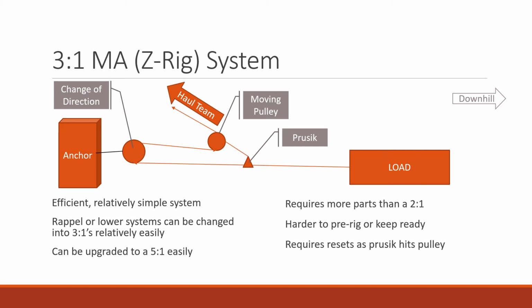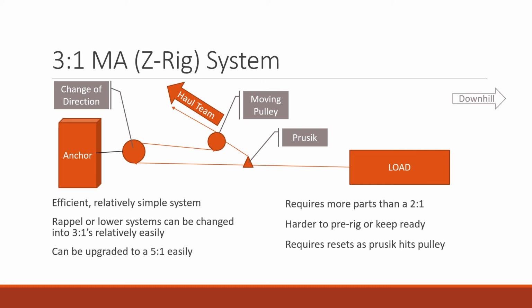It does require a little bit more. You can add in another change of direction if you really want to, but it's more complexity. And it's not as easy to keep this pre-rigged. You're going to want to pay out that load, get the rope down the hill. That's easy to do if you don't have everything else attached, but luckily it's pretty easy to build. It does require resets. So anything other than the 2-to-1, 4-to-1, those simple systems or the pulleys at the bottom, you have to reset this system.